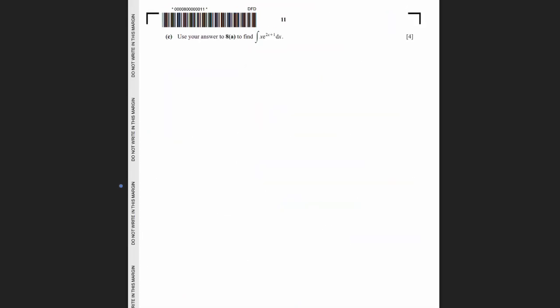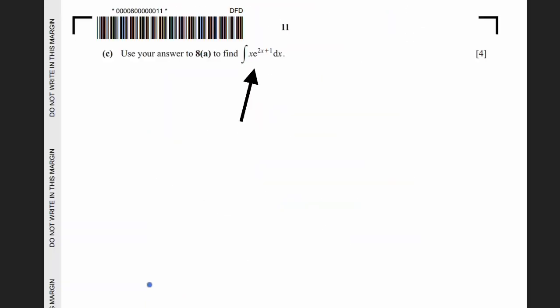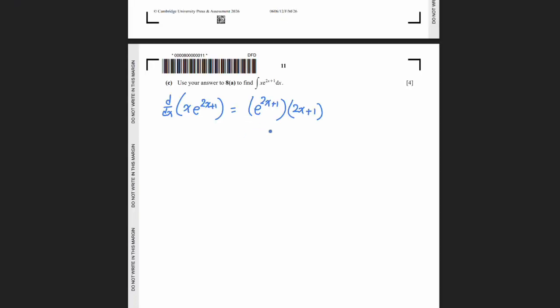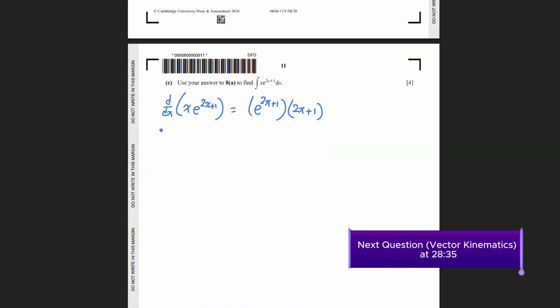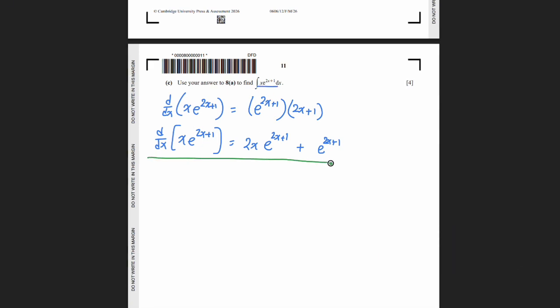Use your answer to 8a to find this. Okay, now I really love this kind of question because there is a lot of room for learning over here. Now, let's copy the answer from our 8a. Okay, so now we have this, right? We want to distribute this over here, so this is an expanded form. Now we want to integrate x e^(2x+1). We have to find in this equation where x e^(2x+1) is. Firstly, it is over here, and then it is over here.